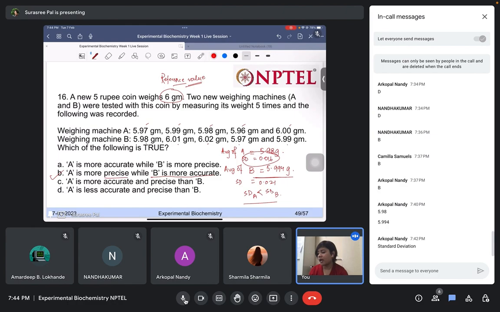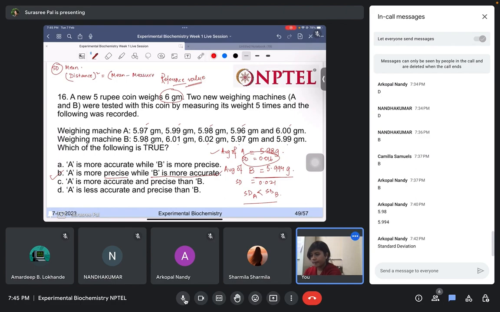So basically, for calculating standard deviation, first you calculate the mean, which we have calculated here, right? Then for each point, you calculate how much it is distant from the mean. Then you calculate the square of that distance, which is the mean minus the measurement.